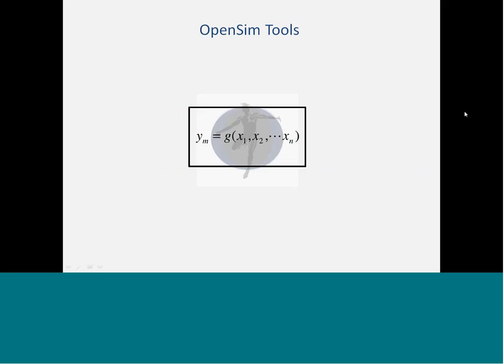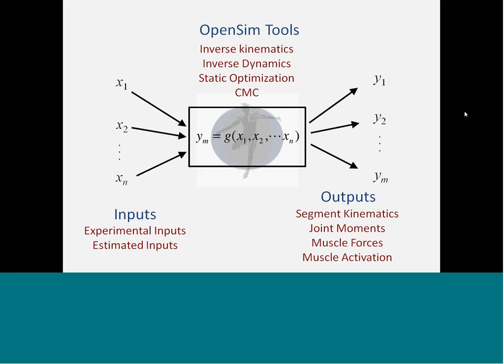All right, so let's start with OpenSim tools. The OpenSim platform provides us with a series of simulation tools to create our musculoskeletal simulations. We're representing this here as a deterministic function that takes in experimental data and then estimates the outputs using the input parameters that we provide. The outputs here are a function of the inputs that we've shown here as x1, x2 through xn. And this can be any OpenSim tool such as inverse kinematics, dynamics, static optimization, and so forth.